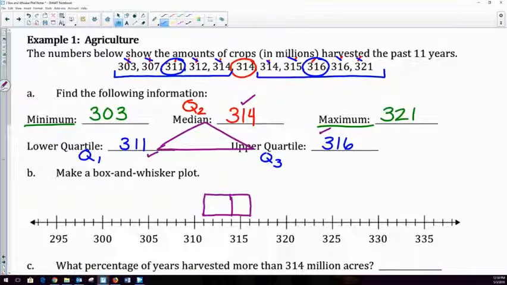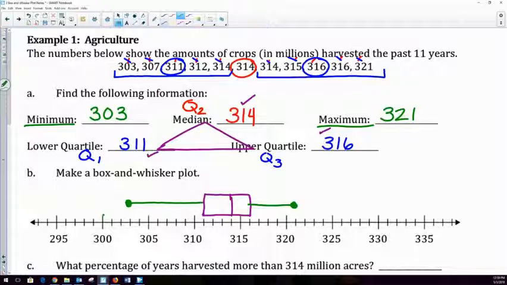From there is where I'm going to take my minimum and my maximum. So my minimum value is at 303. So here's the 300. I'm going to count over 1, 2, 3. So right here is 303, and I'm going to draw my whisker. Now I'm going to count over to 321 and draw a dot and bring that line back to my box. And now I have my other whisker.